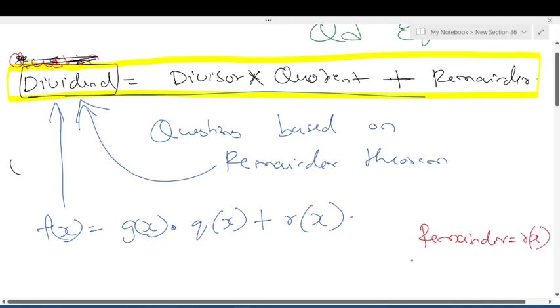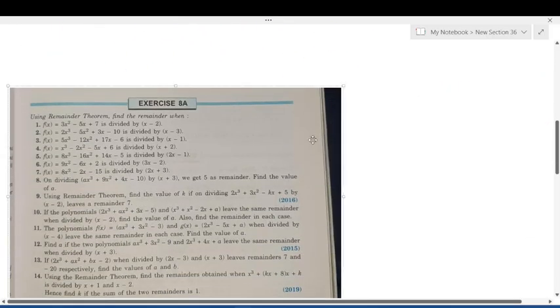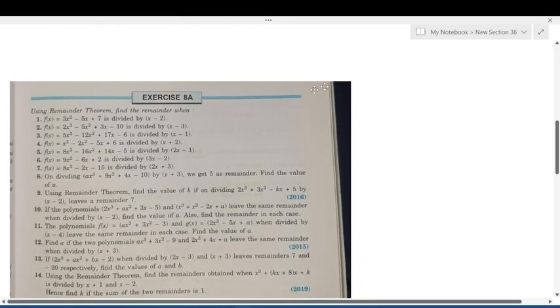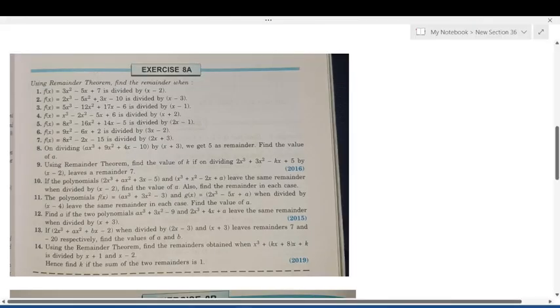What is the divisor? Divisor is nothing but g of x. What is the quotient? Q of x. And the dividend is nothing but f of x. So that formula is important. First type of question is done. Second type of question is based on remainder theorem, we'll start solving. Using remainder theorem, that is just for namesake, the concept is very easy.